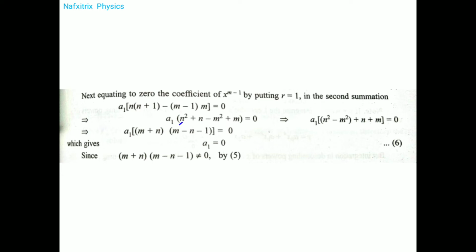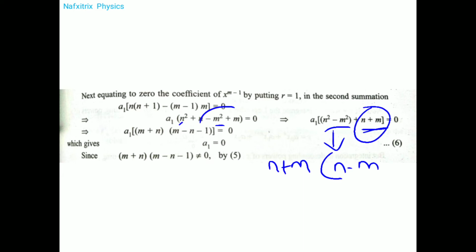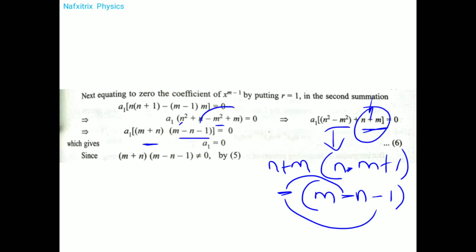And next thing is a1 into n square minus m square plus n plus m. So again, we need to take n plus m common. So n plus m into n minus m from here, since a square minus b square is a minus b into a plus b. That one remains from here, plus 1, this one remains. So that is nothing but m plus n, and here we need to take minus as common. If we take minus common from minus m and minus n minus 1, minus into minus is plus, so we have m minus n minus 1. That is why we have taken that, for simplification.